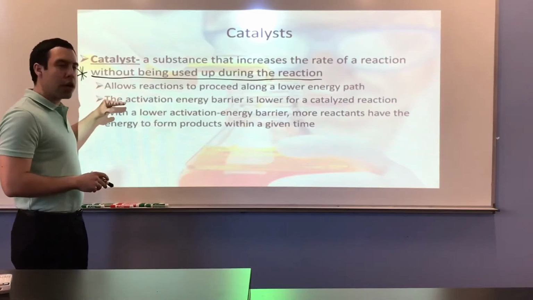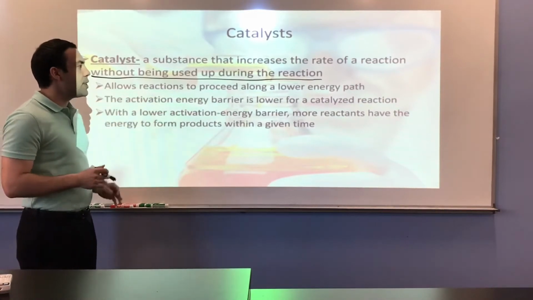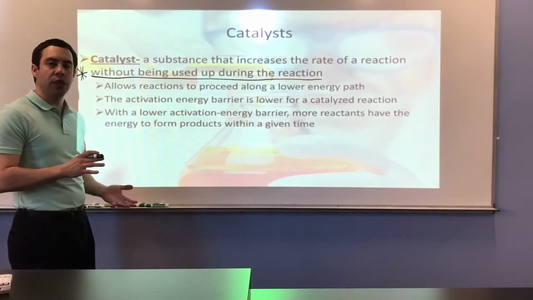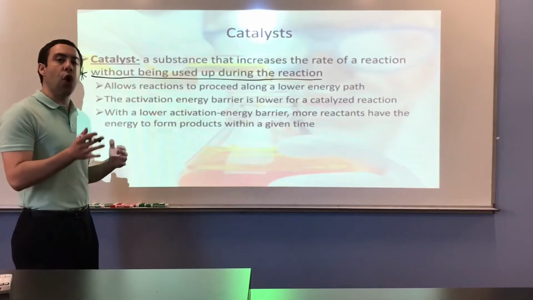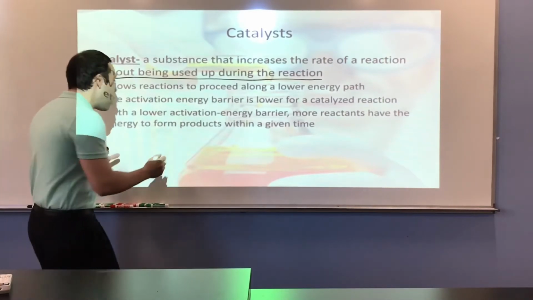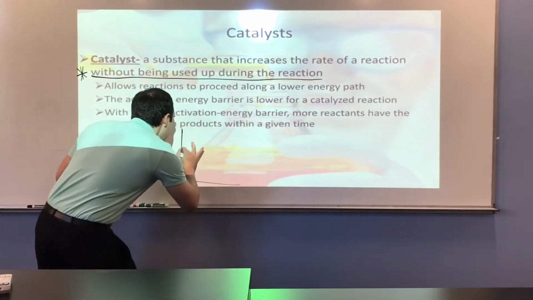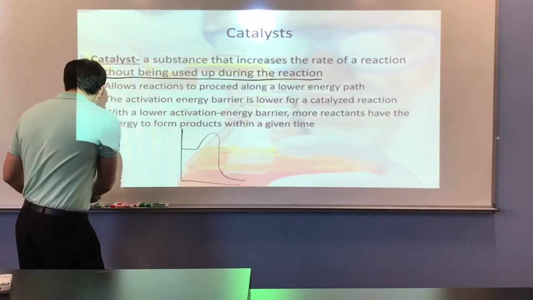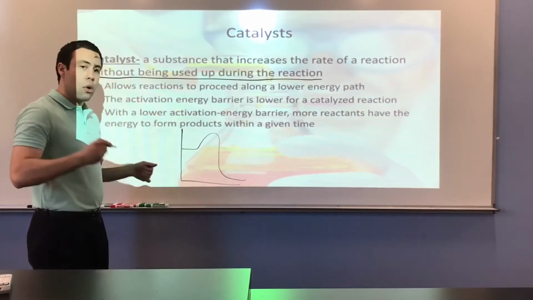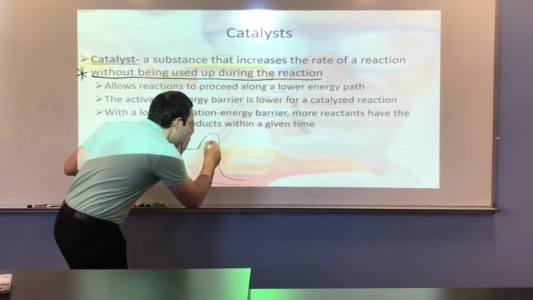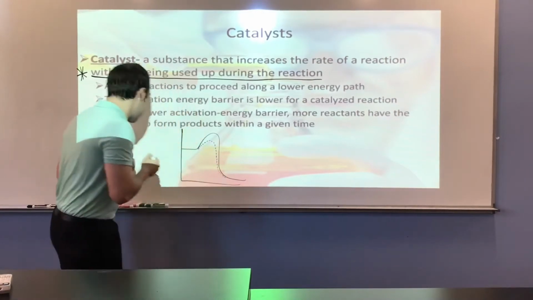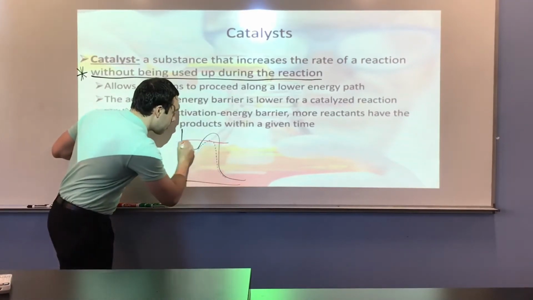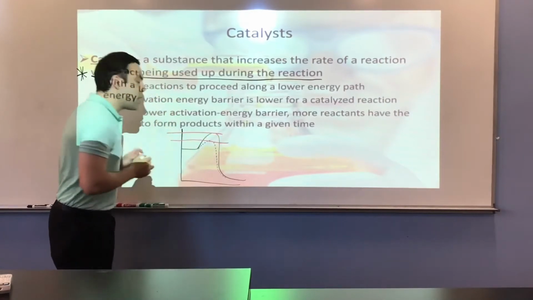A catalyst, how does it work? It allows reactions to proceed along a lower energy path. On the Regents, you might see a multiple choice question stating that a catalyst provides an alternative energy pathway. What does that mean? Well, if we had a regular potential energy diagram, a catalyst is not going to affect the reactants or the products, or this hump in the middle. A catalyst is only going to affect the activation energy.